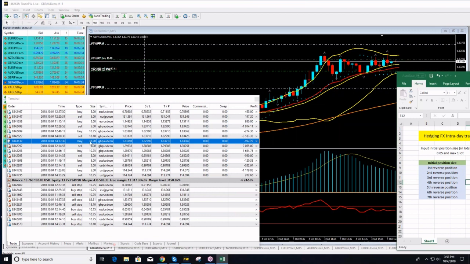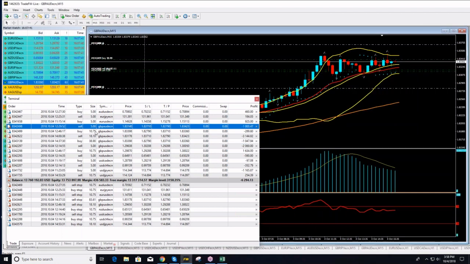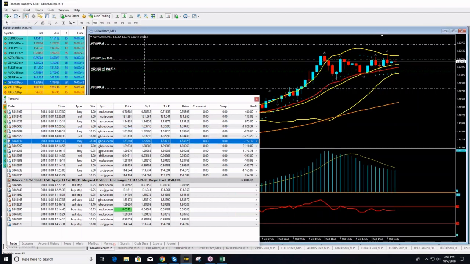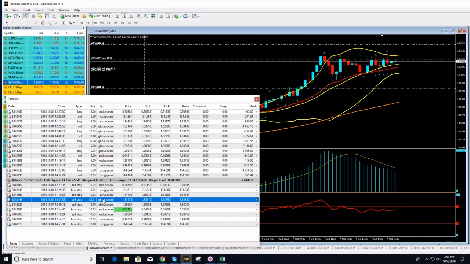So in other words, let me show you, for example, initial position, 1, 2, 3. So the third reversal. You should have 0.62 if your initial position size is 0.08. You should have 0.62 pound Aussie long, and you should have placed a 1.34 lots sell stop order.